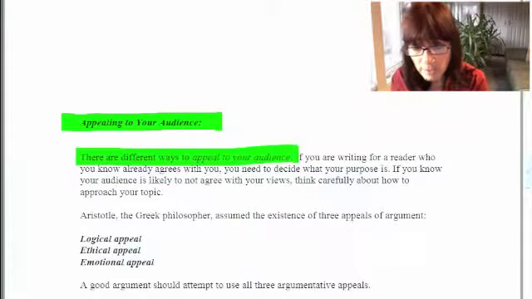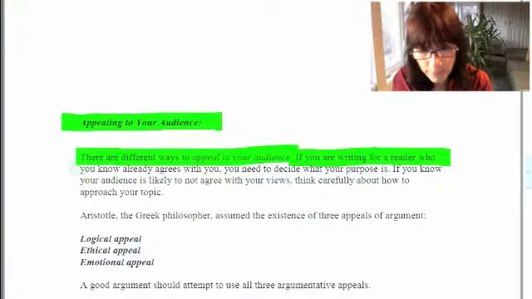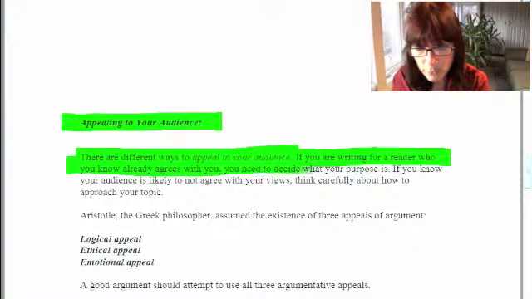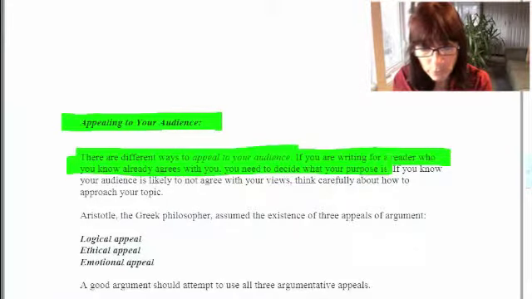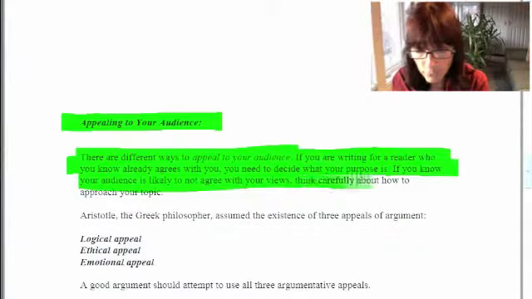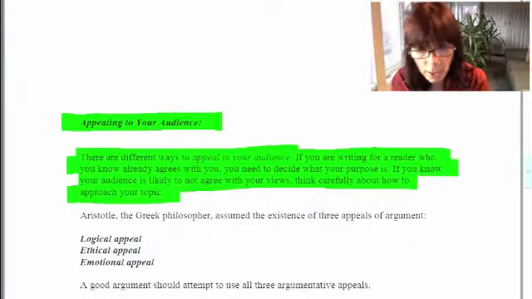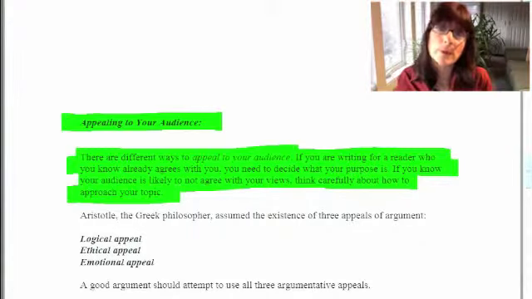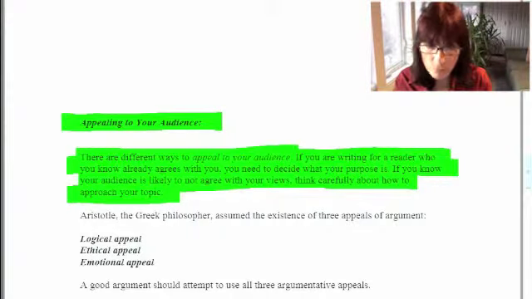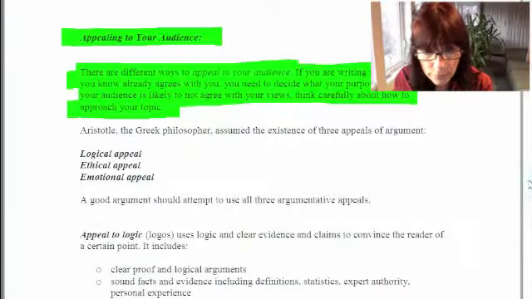There are different ways to appeal to your reader. If you're writing for a reader who you know already agrees with you, you need to decide what your purpose is. If you know your audience is not going to agree with your views, or most likely won't agree, you have to think very carefully about how to approach your topic. It's crucial that you approach it in a certain way if you know that your reader does not agree with you.